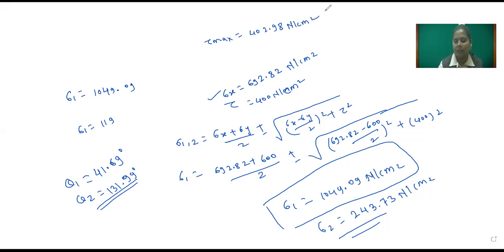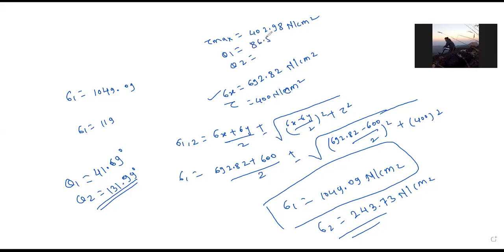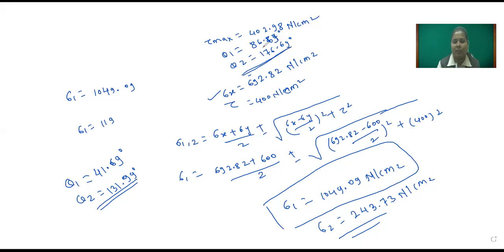And then the directions of the shear stress, that is theta 1 and theta 2. Theta 1 is 86.69, and theta 2 is 176.69. Okay, good. So all answers are correct. Have other students got these answers or not? Yes, ma'am.